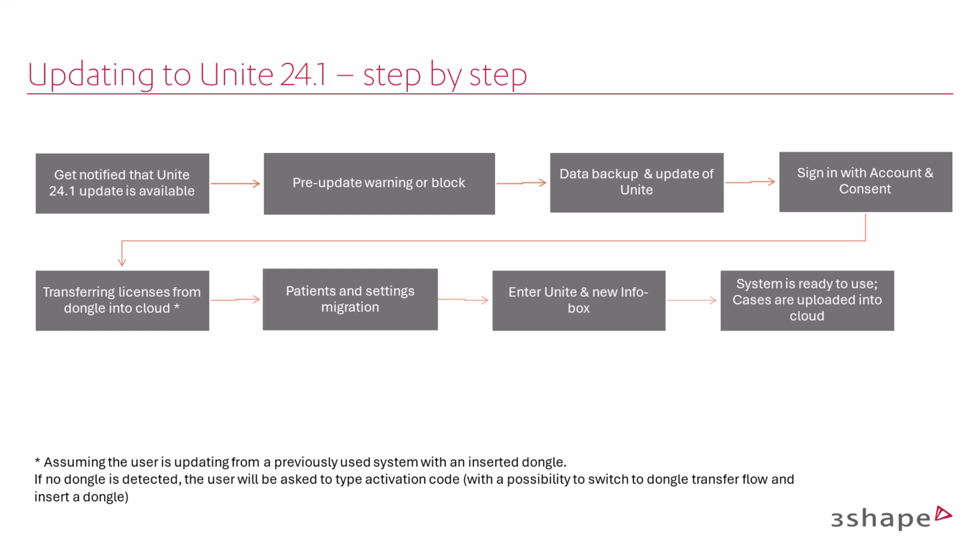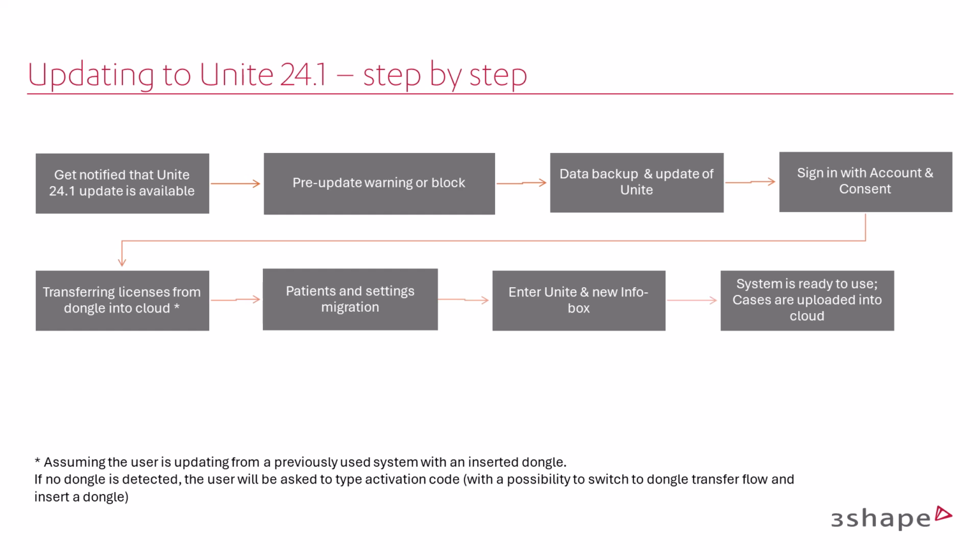To update to Unite 24.1, follow these steps. First, you'll receive a notification indicating that the Unite 24.1 update is available. This may be accompanied by a pre-update warning or block. Next, we'll check for any blockers and address them accordingly. After ensuring there are no blockers, the system will automatically back up all Unite information. This step is crucial for completing the upgrade.